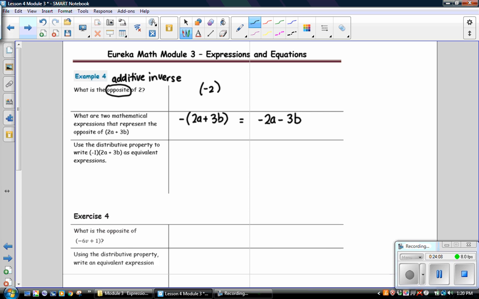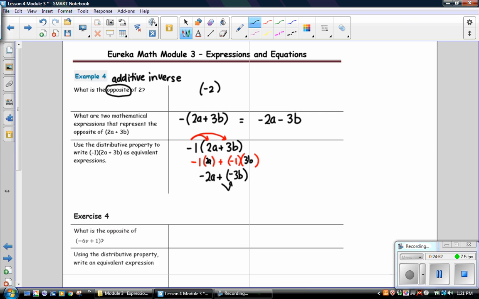Use the distributive property to rewrite -1 times the quantity 2a plus 3b as an equivalent expression. -1 times the quantity 2a plus 3b. Drawing your arrows can help you to distribute the factor to both terms inside the parentheses. So we have -1 times the first quantity plus -1 times the second quantity. The first quantity is 2a, the second quantity is 3b. -1 times 2a is -2a plus -1 times 3b is -3b.